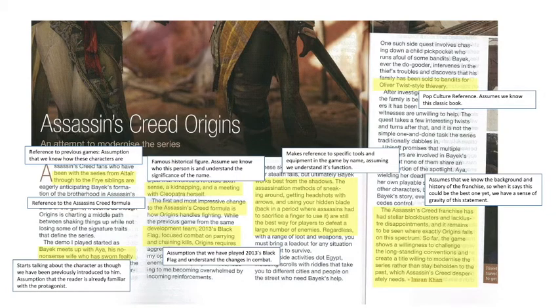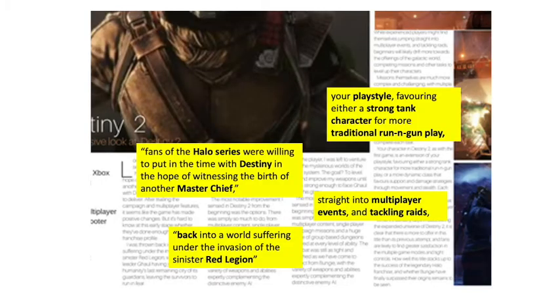And even though you might not understand anything about video games, generally I found that this piece was accessible to the broader audience, even though they might not understand some of the finer details. I created this same impression in my own writing. You can see that I've tailored it specifically to fans of particular series, which is inaccessible to the broader audience, but I've also talked about being thrown back into a world suffering under the invasion of the sinister Red Legion, which gives some background to the story for someone who might not be familiar with it.